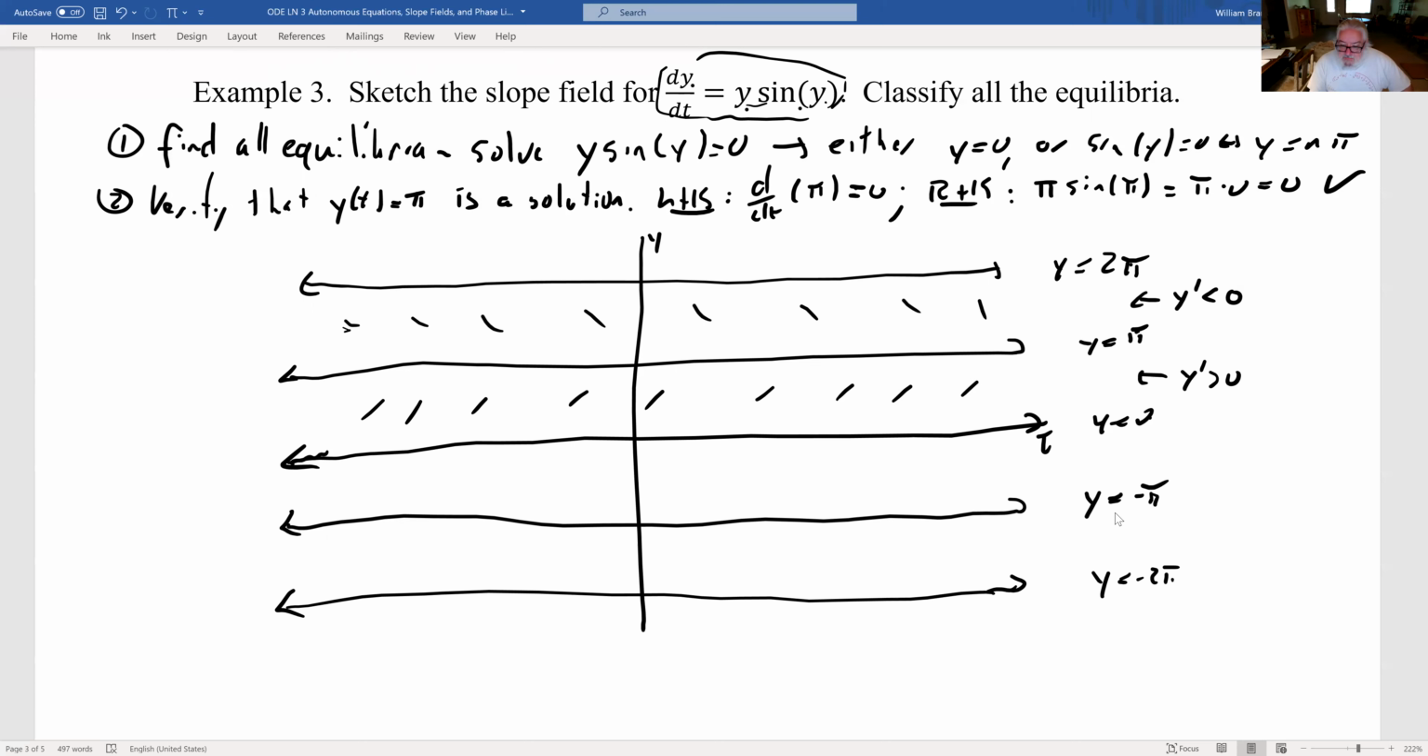Now between minus π and 0, y is negative, and sin y is also negative because we're down in the third and fourth quadrants. So a negative times a negative gives me a positive there. And so we'll have positive slopes here. For y between minus 2π and minus π, that makes y negative, but it makes sin positive. So in here, y prime is less than 0.